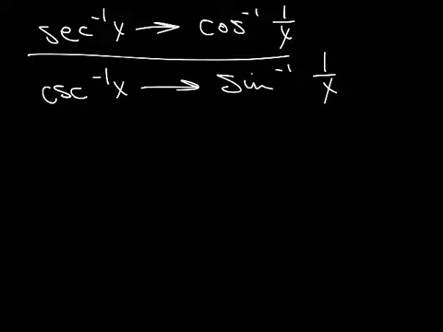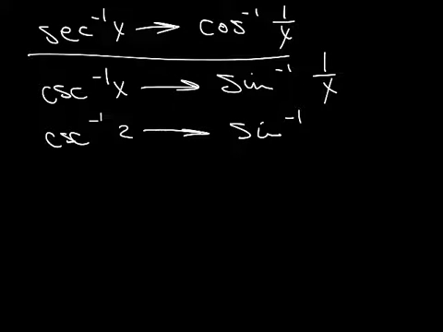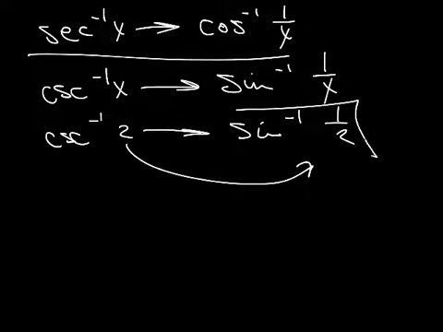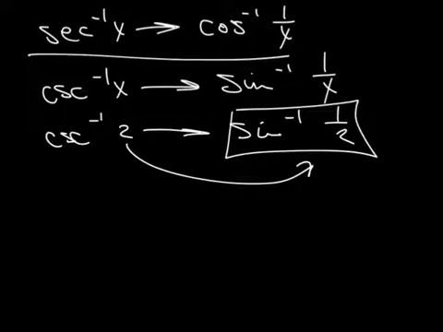So let's say, for instance, we have the cosecant inverse of 2. Then we go sine inverse of 1 over 2. That's what you're going to plug in your calculator and you get the right answer. Same way with tangent. So that should make it a lot easier using that formula right there. Put that in your notes because you will need that later.